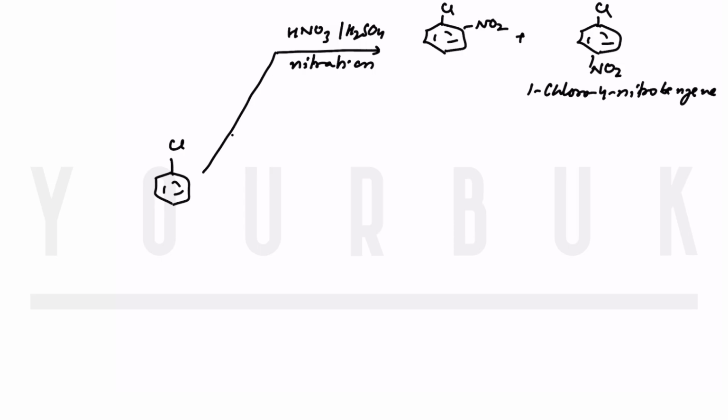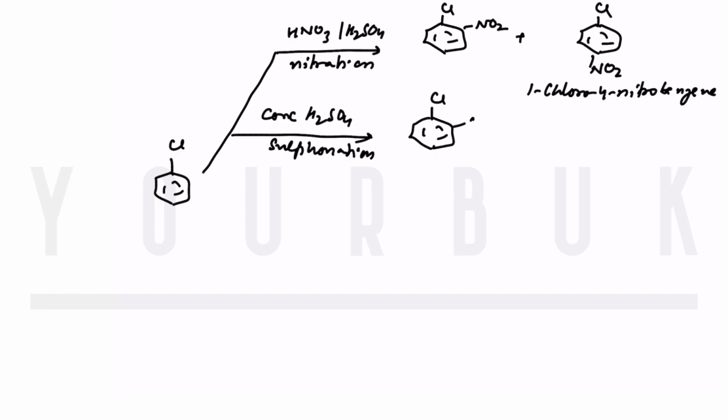Now the second example is sulfonation of chlorobenzene. Sulfonation using concentrated sulfuric acid. Again the two isomers are formed. I am writing the name only for one. The second you can write yourself. This is a para isomer. Now the para isomer has a name called 4-chlorobenzenesulfonic acid.